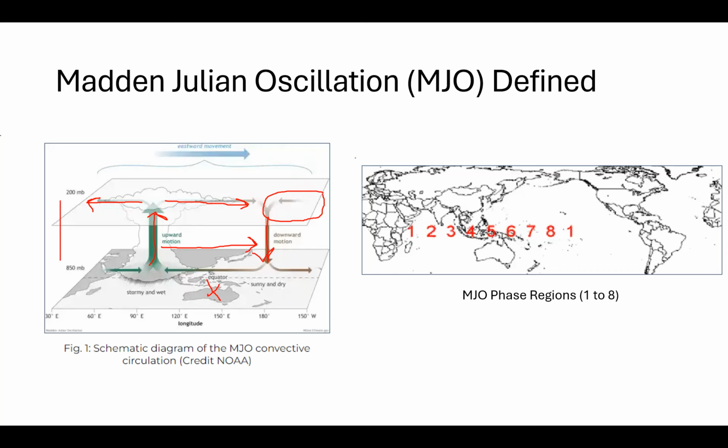Notice on both sides of this MJO, this upward directed motion here, we have sinking air motion. So we have clear skies whenever the air sinks vertically. So on both sides of the MJO, you have sinking air motion.